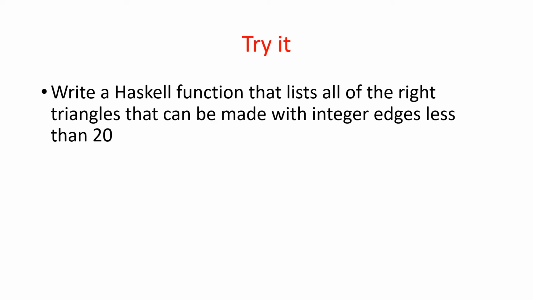Try writing your own list comprehension that will compute all the right triangles that can be made with integer edges less than 20. This is similar to the example given on the Learn You a Haskell website, but slightly different. Pause the video until you get this one finished.